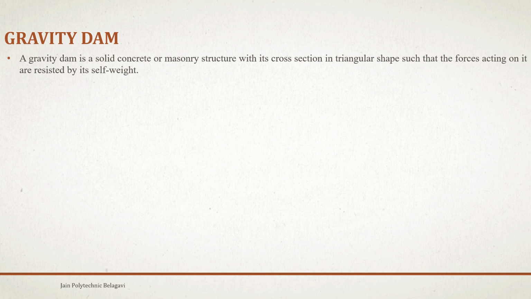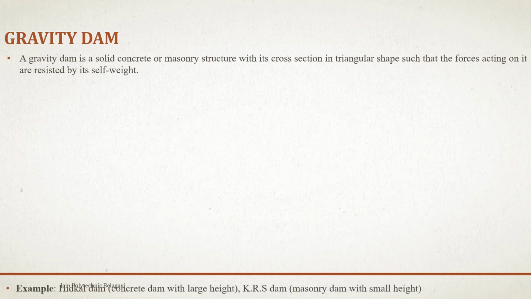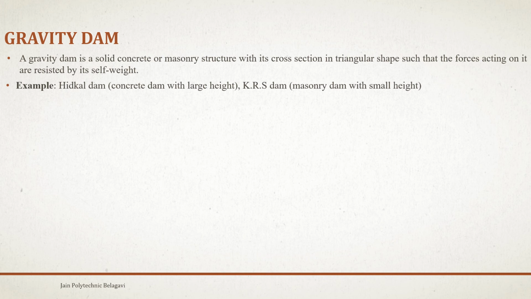A gravity dam is a solid concrete or masonry structure with its cross section in triangular shape, such that the forces acting on it are resisted by its self weight. Some examples: the Hidakul Dam, a concrete dam with large height, and KRS Dam, a masonry dam with small height.